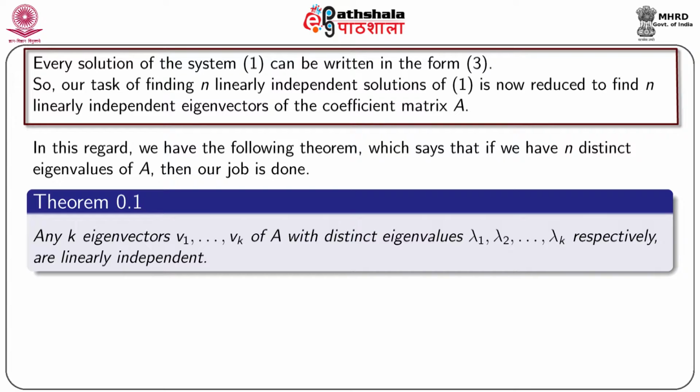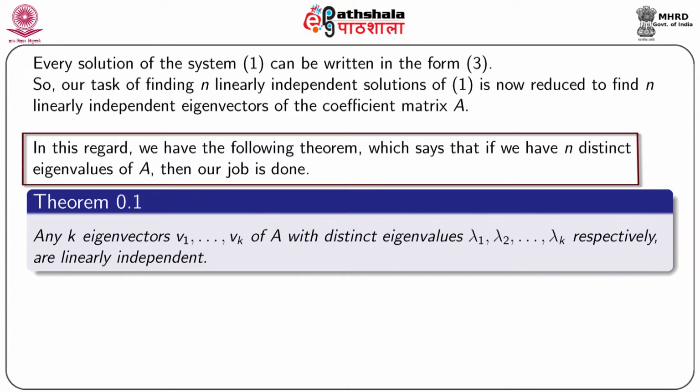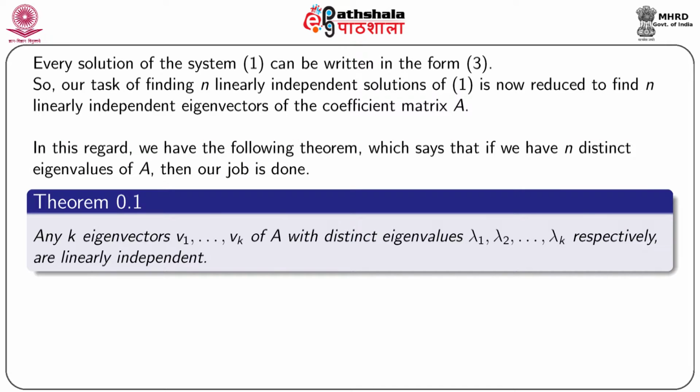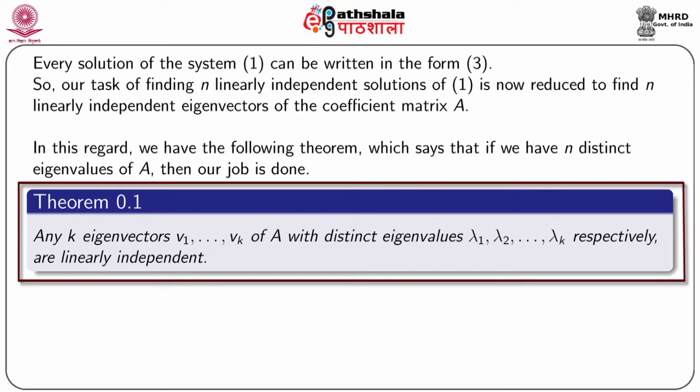So, our task of finding n linearly independent solutions of 1 is now reduced to finding n linearly independent eigenvectors of the coefficient matrix A. In this regard, we have the following theorem, which says that if we have n distinct eigenvalues, then our job is done. The theorem states: any k eigenvectors v1, v2, ..., vk of A with distinct eigenvalues λ1, λ2, ..., λk respectively are linearly independent.